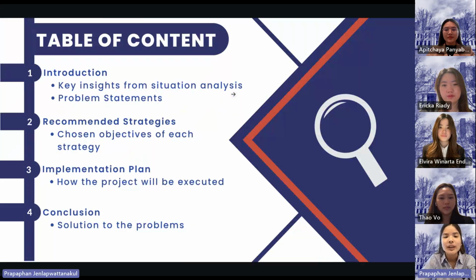So the presentation will consist of the situation analysis, the recommended strategies, the implementation plans, and the solution to the problem.